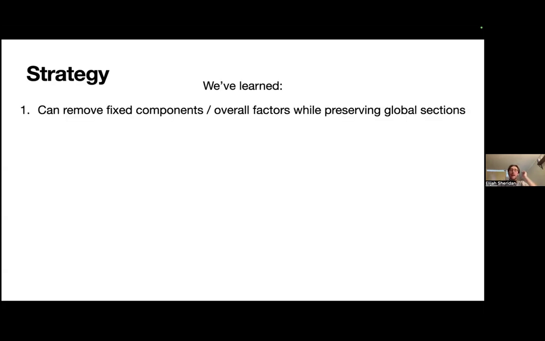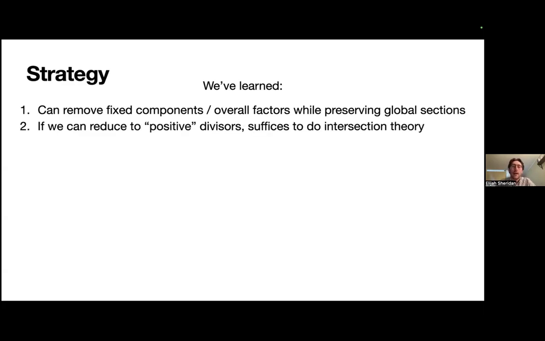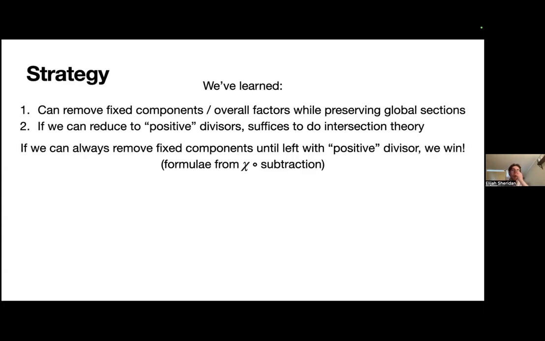Thank you so much. To talk about the strategy for how we're going to employ this, what we've learned is that we can freely remove fixed components or overall factors in global sections while preserving the number of global sections. This is something we can do freely. And also, if we can reduce to positive divisors, it suffices to compute the number of global sections using intersection theory. So if we have some scheme where we can always remove fixed components until we're left with a positive divisor in the end, we win and we get some formula by composing subtraction with evaluating the holomorphic Euler characteristic.